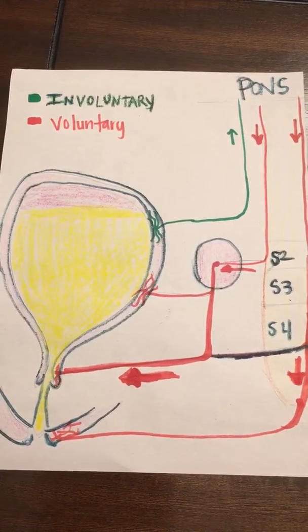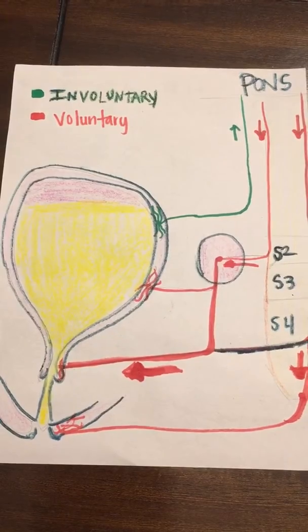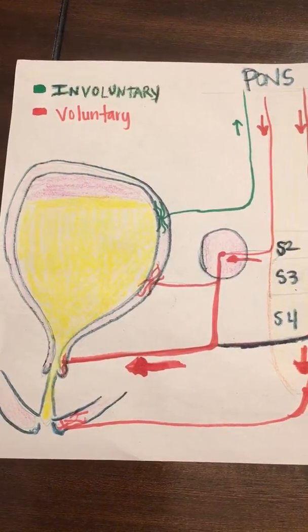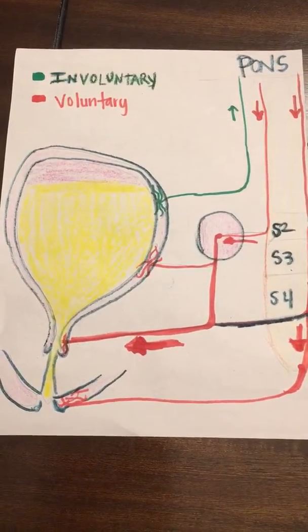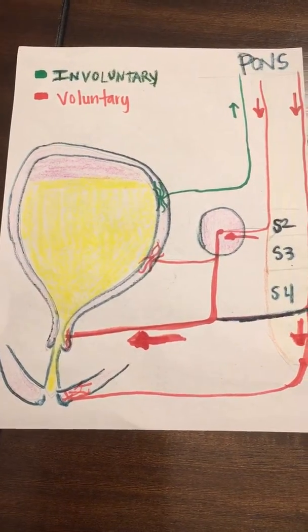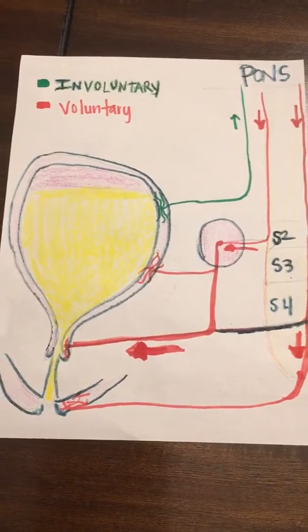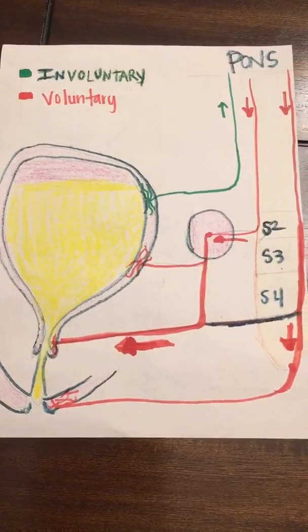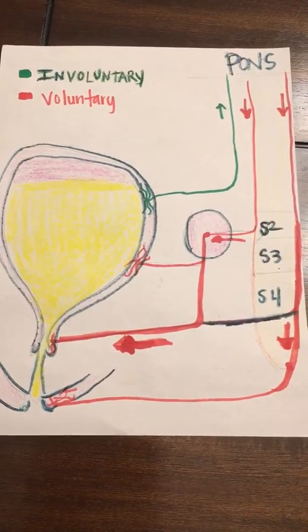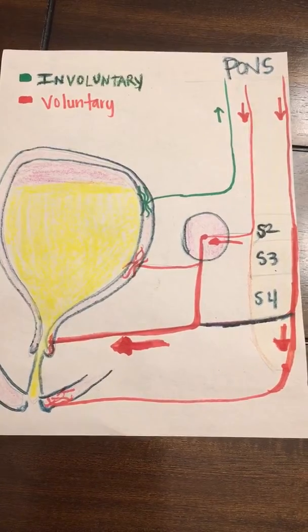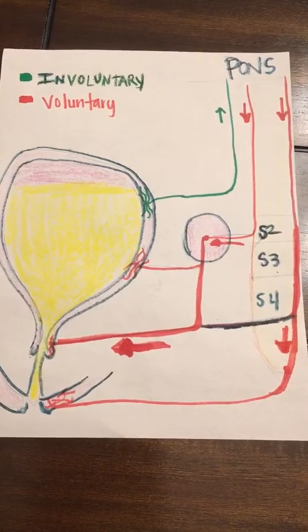Now I'm going to look at the process of the involuntary micturition reflex, represented in the green. After the bladder fills to about 200 milliliters, the stretch receptors transmit afferent signals to the sacral spinal cord with sensory fibers in the pelvic nerve, usually segments 2 and 3 of the spinal cord.